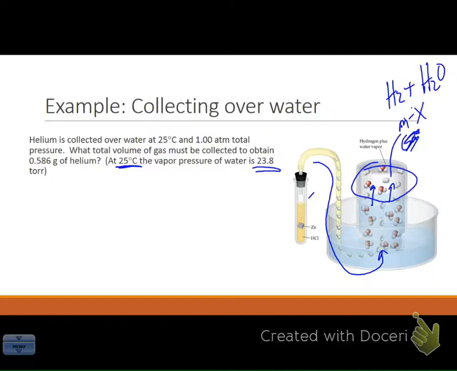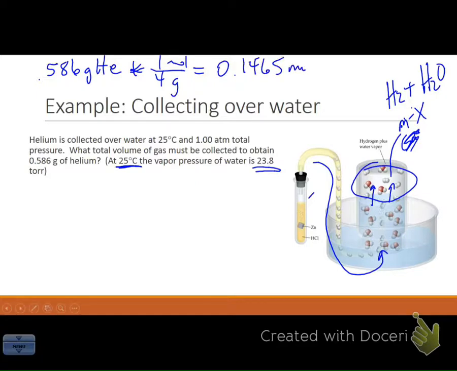What we have to do to start off with this helium is get it out of grams and into moles. Let's do that real quickly. It's 1 mole over 4 grams. So that'll give us 0.1465. I'm including some extra sig figs here. And that's going to be moles of the helium collected. And I know in my picture I have hydrogen, but the problem is dealing with helium, so don't be confused by that. I just found a picture online.